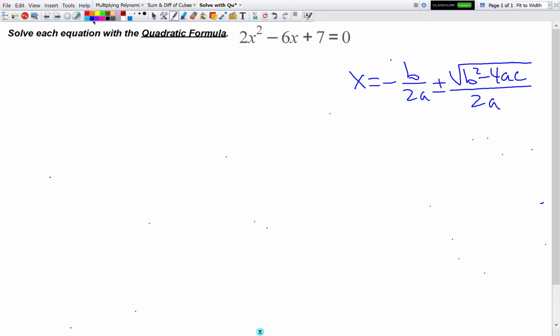Ooh, actually, what numbers do we plug in? Yeah, because we have b's and a's and c's, but what number do we put in those spots? So here's how you figure that out. Whatever number's in front of your x squared, that's your a. Whatever number's in front of your regular plain old x, that's your b. And whichever number doesn't have a letter at all attached to it, that's your c. Pretty simple, yeah? Okay, so let's do this. Let's plug these things in.